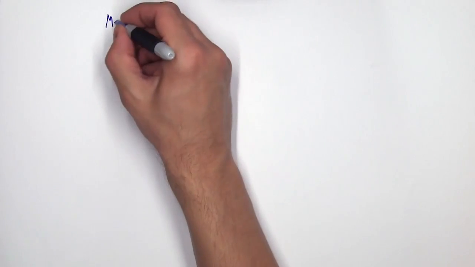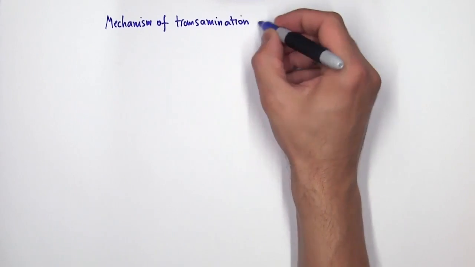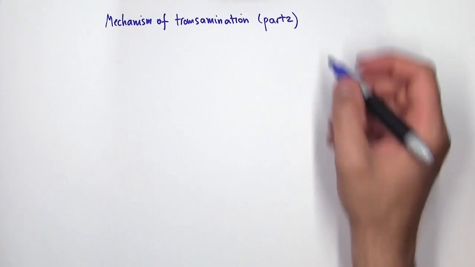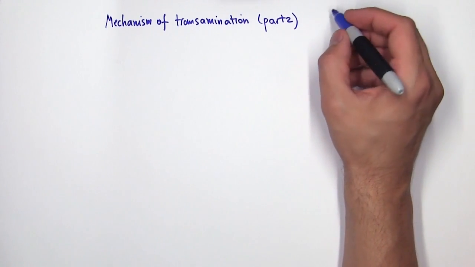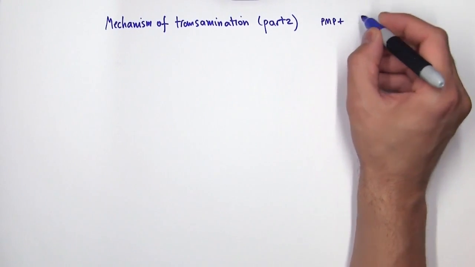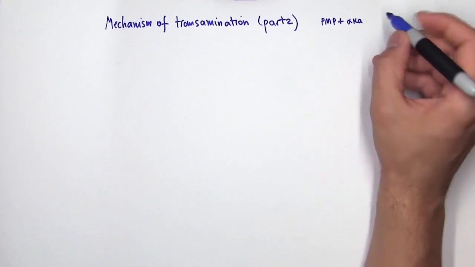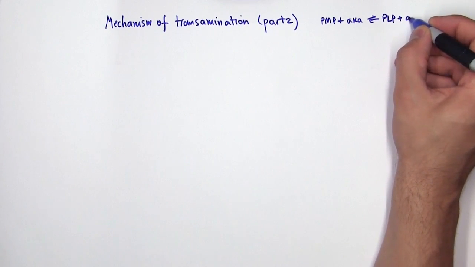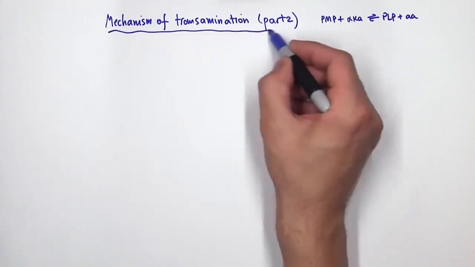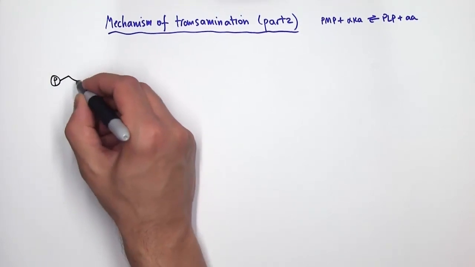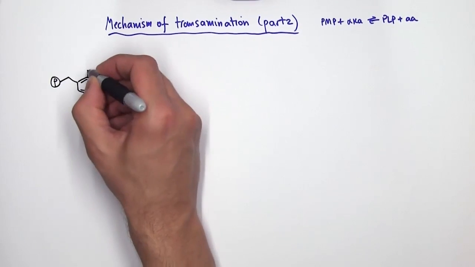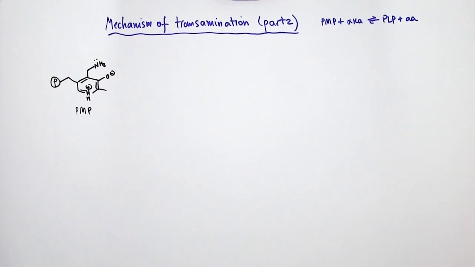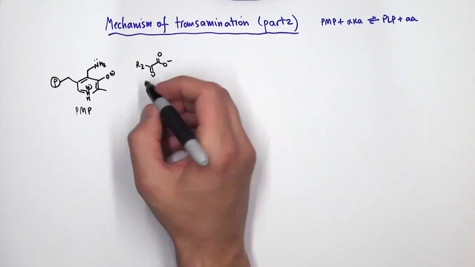Now let's take a look at the second part of the PLP transamination reaction. Part 1 left us off with formation of PMP. So in this second part, PMP will react with a new alpha keto acid to regenerate PLP and a new amino acid. In fact, this part of the mechanism is the exact reverse of part 1. Here is PMP and our alpha keto acid.